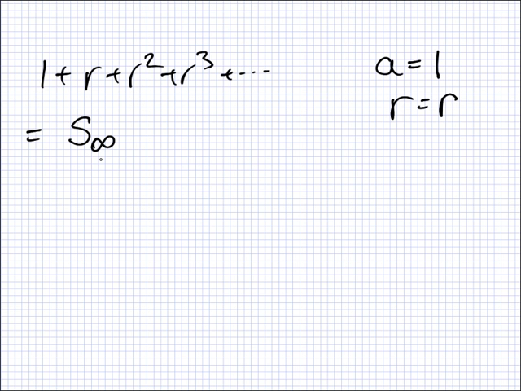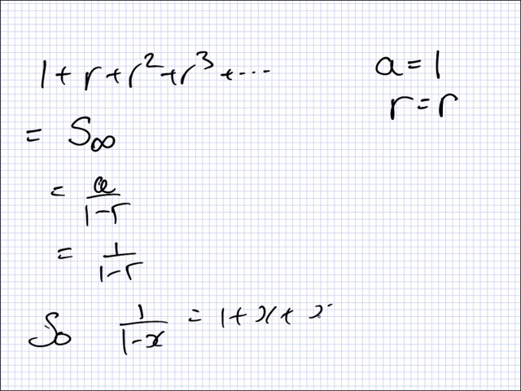Look, 1 plus r squared plus r cubed, dot, dot, dot. What's the a? 1. What's the r? r. Okay? So this is equal to s infinity, which is equal to a over 1 minus r, which is equal to 1 over 1 minus r. So you can say 1 over 1 minus x equals 1 plus x squared plus x cubed. Yes, that's the question. You see? You got it.